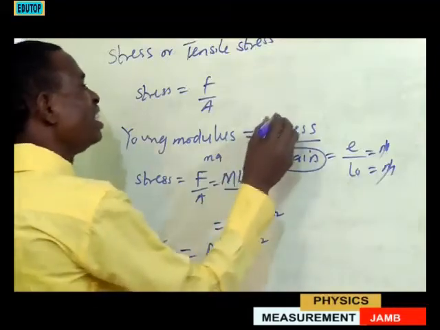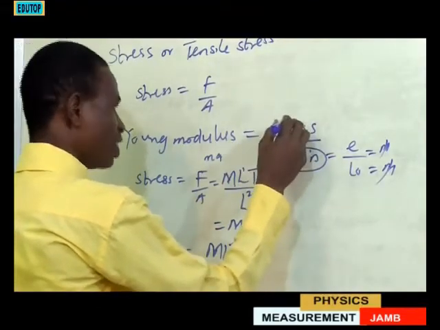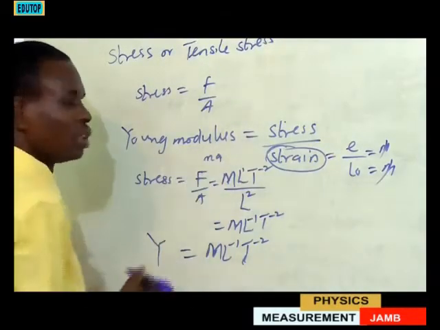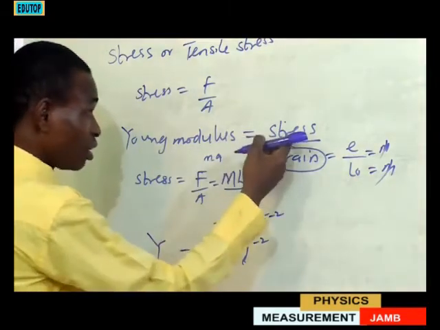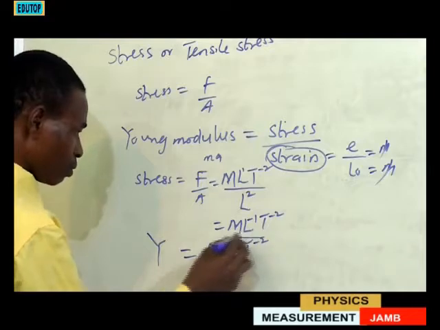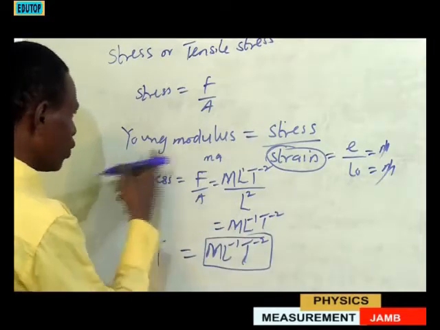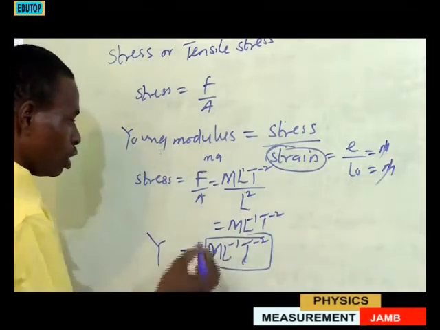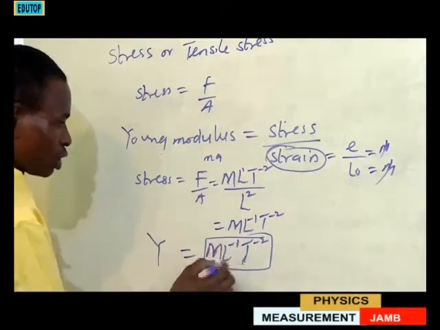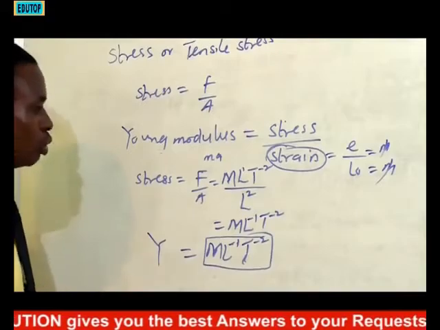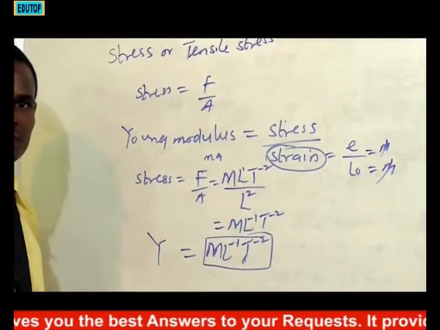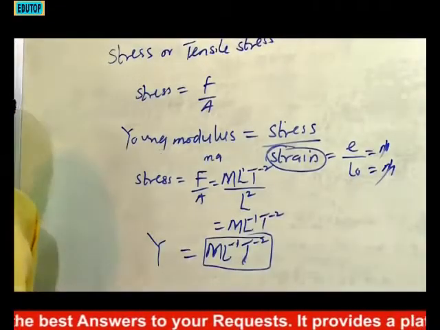Which means it is the dimension of stress that will give us Young modulus. Can you see that? It's the dimension of stress, which is this, that will give us Young modulus. So this is the dimension of Young modulus. This is the dimension of Young modulus. Take note of that. It's very important.